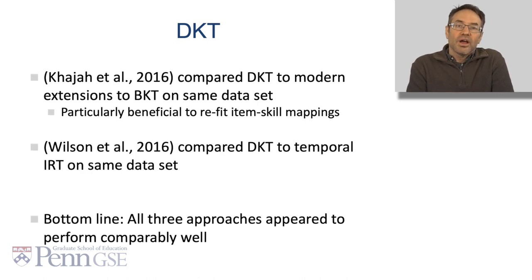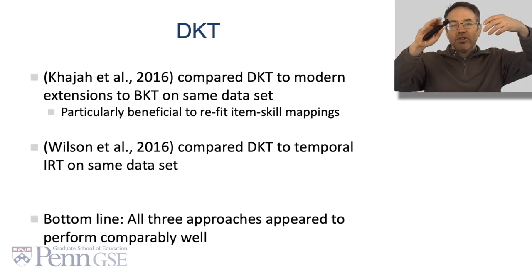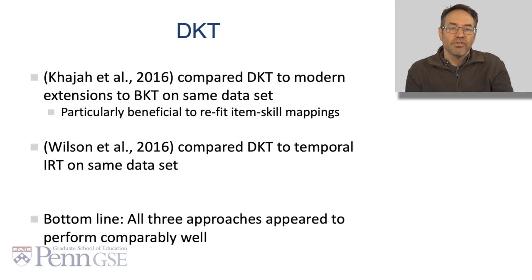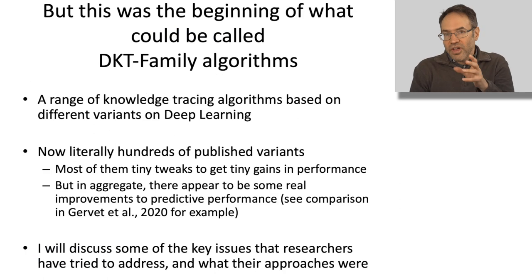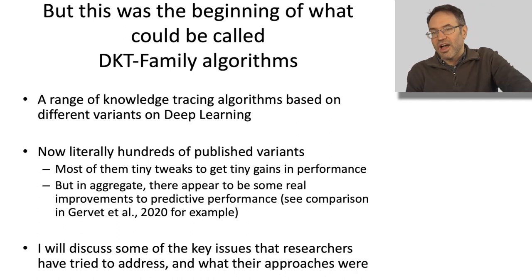Following on that work, Khajah and his colleagues compared DKT to modern extensions to BKT on the same data set and found that it was particularly beneficial to refit the item skill mappings. Kevin Wilson and his colleagues compared DKT to temporal IRT on the same data set, and the bottom line was that all three approaches appeared to perform comparably well. At the time, curmudgeons like me said, ugh, this DKT stuff, not gonna do anything.